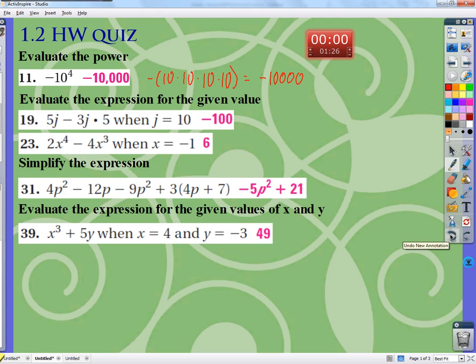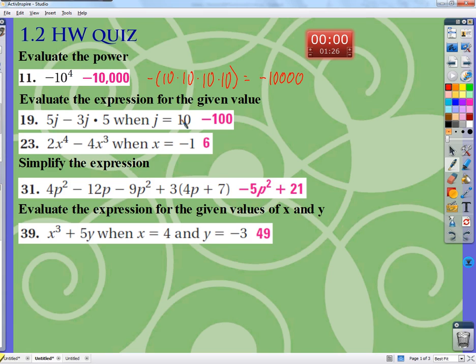Okay. So for number 19, it says evaluate. What does it mean to evaluate an expression for the given value? Solve. Well, we should talk about that word solve. What does it look like? What do you do in this case? You solve it. Let's just say you solve it.